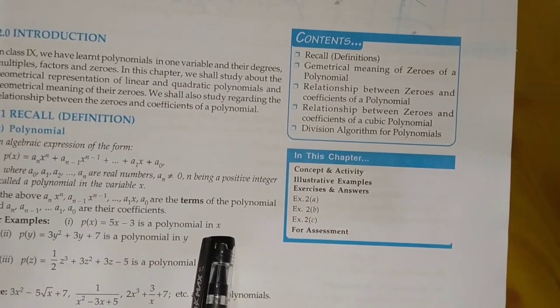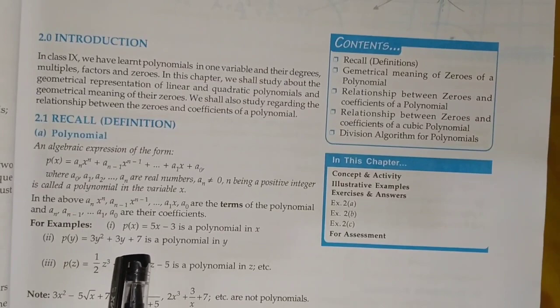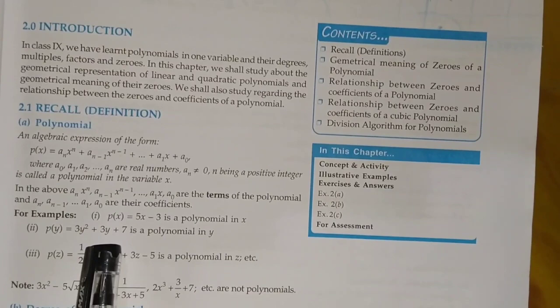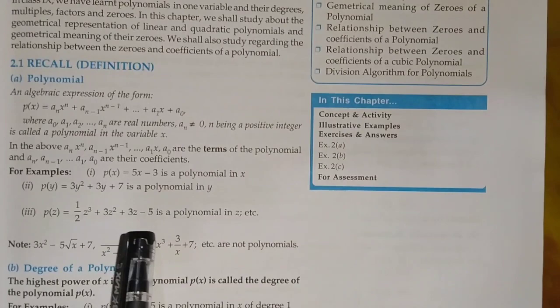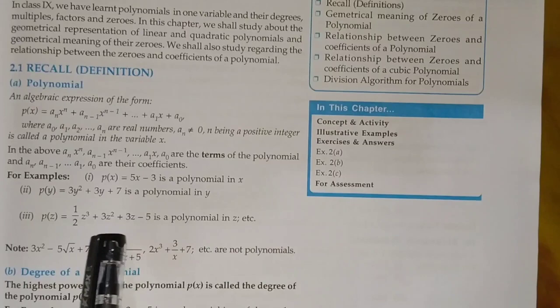Number 2, p(y) = 3y square + 3y + 7 is a polynomial in y. Number 3, p(z) = 1 by 2 z cube + 3z square + 3z - 5 is a polynomial in z.